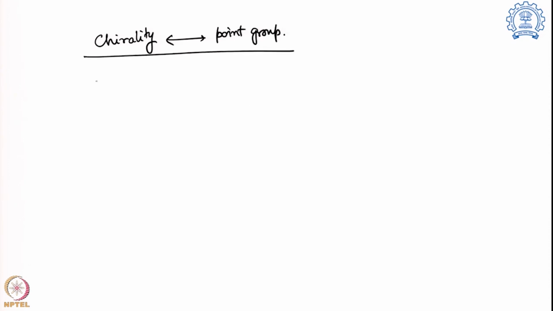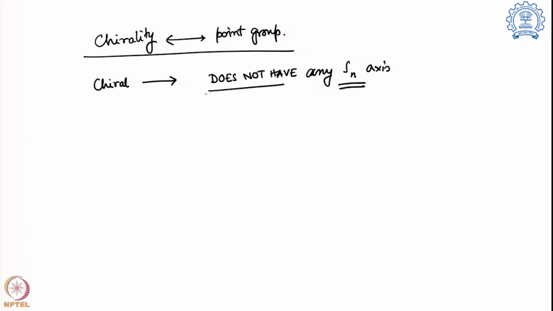In the previous segment we were discussing the relationship between chirality and symmetry. Let me just refresh your memory a little bit. Chirality and point group. The take home message from that segment was that a molecule can be chiral if it does not have any Sn axis. So, the presence of an Sn axis is directly connected to chirality.